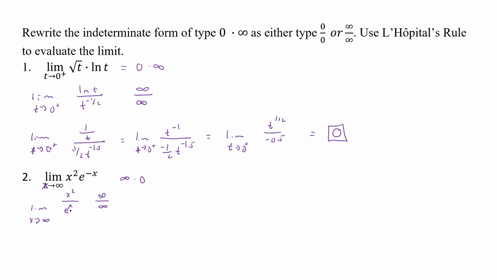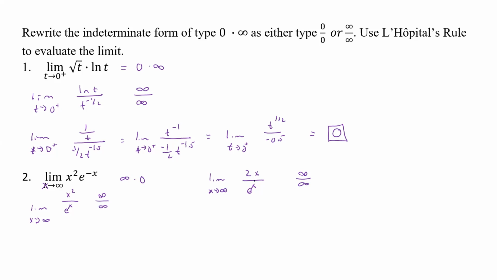So that means we just take the derivative of both of those and then take the limit. So that's going to give us the limit as x approaches infinity of 2x over e to the x. Okay, well, that's not hard. We can simplify that. Well, that gives us what? Well, guess what? That gives us infinity over infinity again, and we cannot reduce.